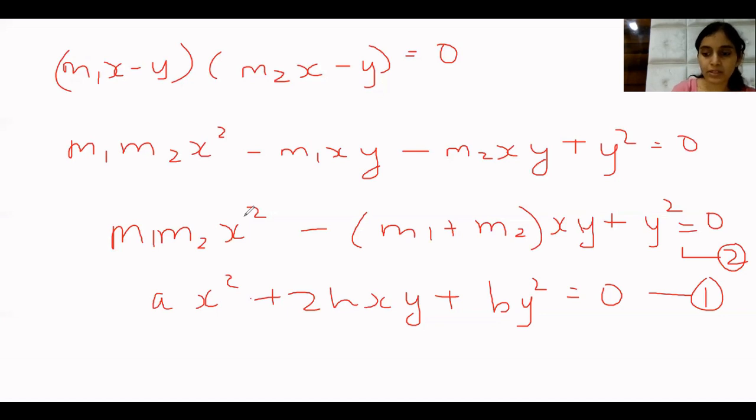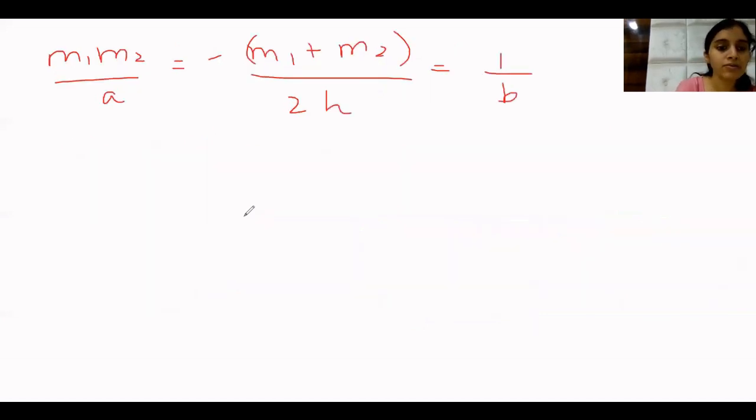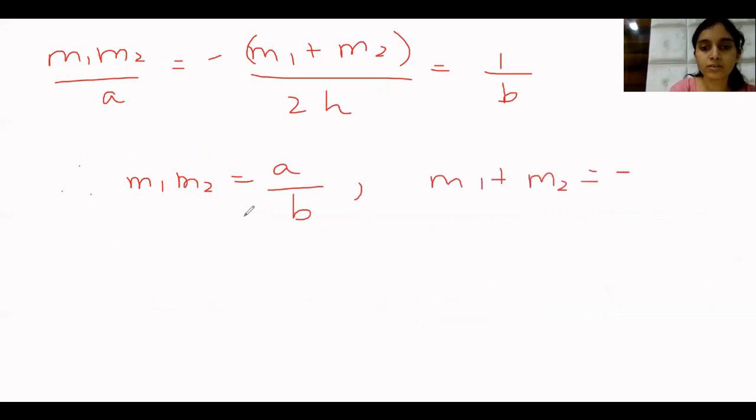Therefore we can say that m1 m2 is equal to a upon b, and m1 plus m2 is equal to minus 2h upon b. Now see, we knew these equations already, but since we're doing a proof, we need to write down how we get these values. That's why we have written m1 plus m2 and m1 m2.